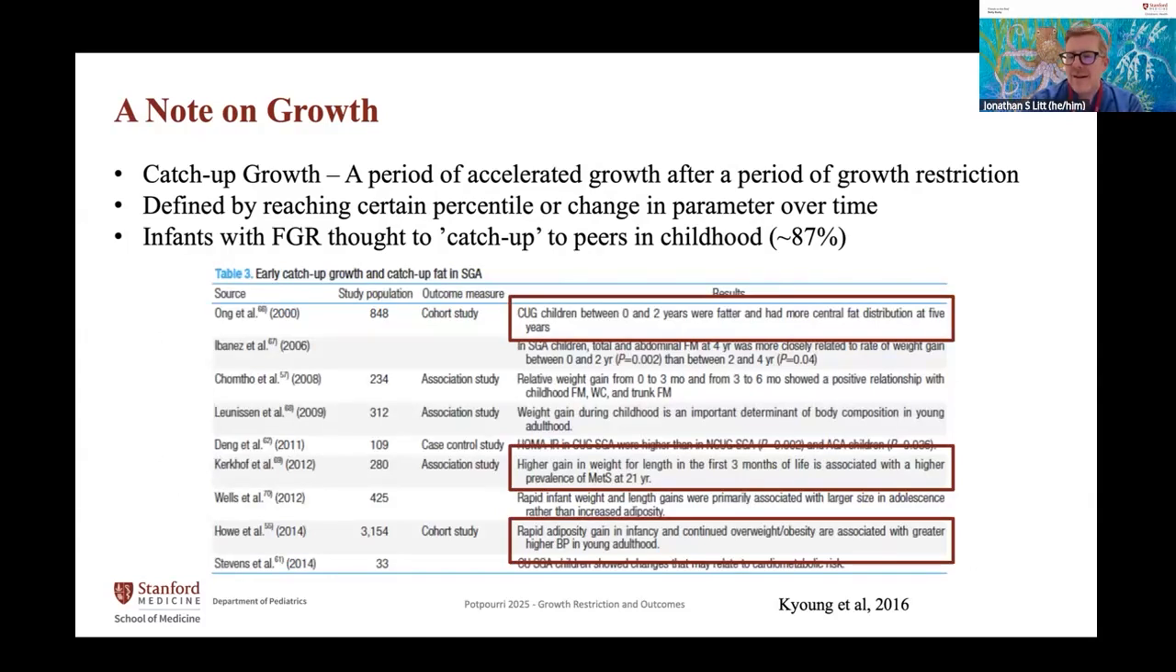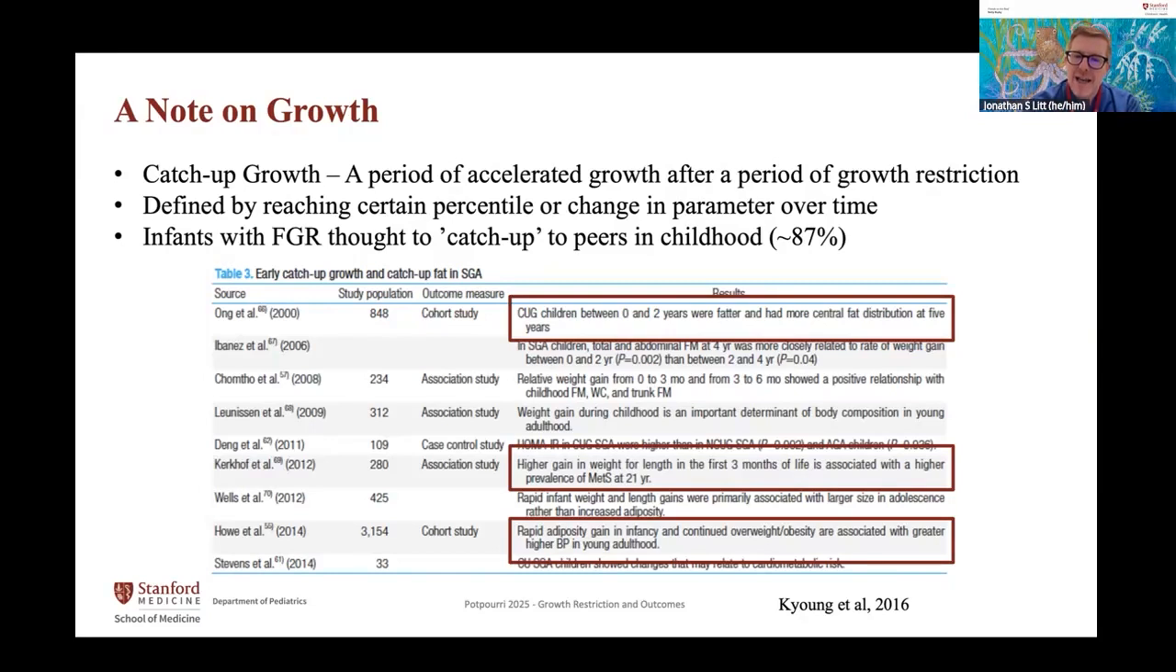What do we know relative to the rate of catch-up growth and outcomes? We know that for catch-up growth in children between 0 and 2 years of life, the rate of catch-up growth matters. Among children ages 0 to 2, they tend to be fatter or heavier and have more central fat distribution at 5 years of age if they've caught up early and more rapidly.